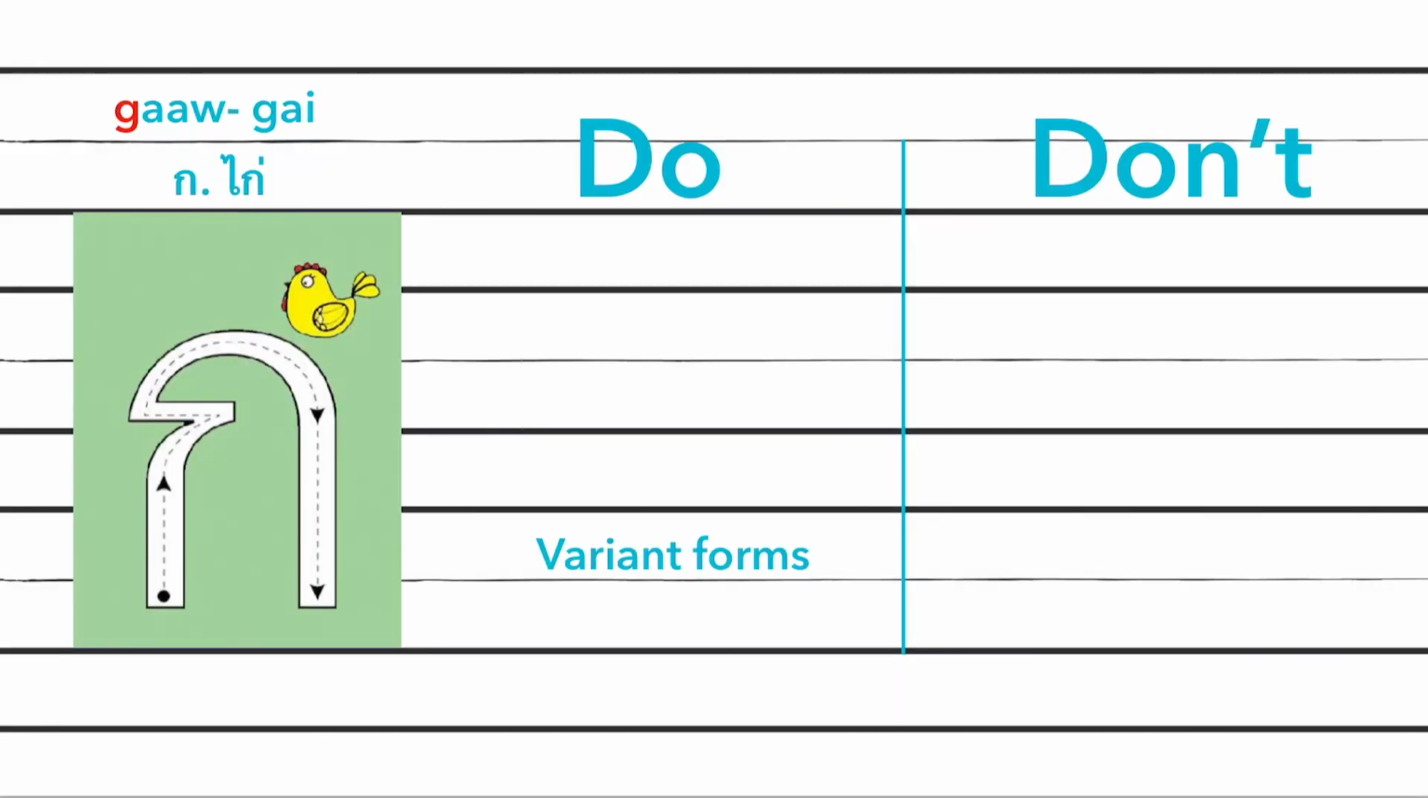กอไก่. Start from the bottom, right up, and then make like a chicken mouth, then make a curve to the right and right down. Do it one more time smaller. Variant forms of กอไก่.